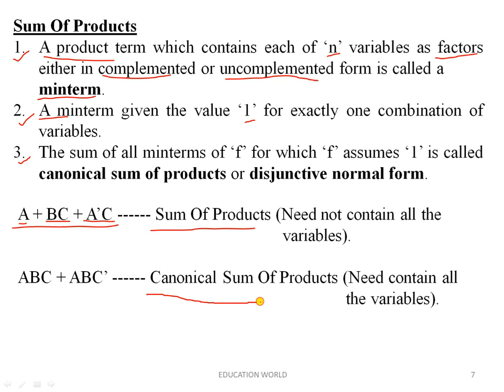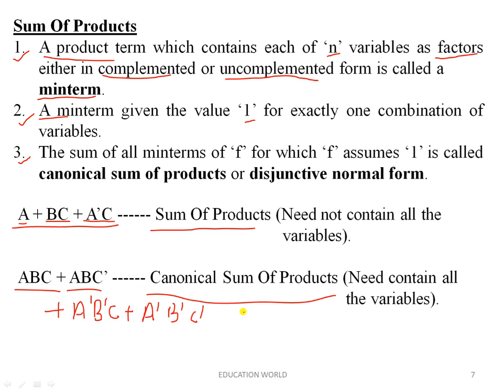But in canonical sum of product, it is mandatory to write all the variables. If we have 3 variables A, B, C, then it is mandatory to mention all the variables. If we see ABC complement, plus if we add A complement, B complement, C, and then A complement, B complement, C complement, and so on, it is mandatory to mention all the variables. So this is the minor difference between sum of product and canonical sum of product.